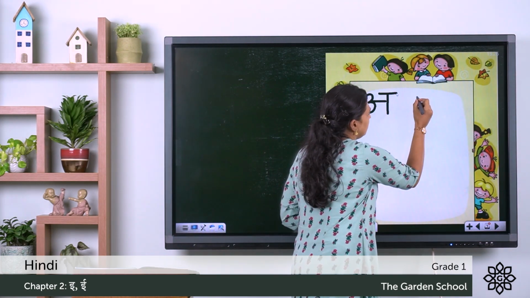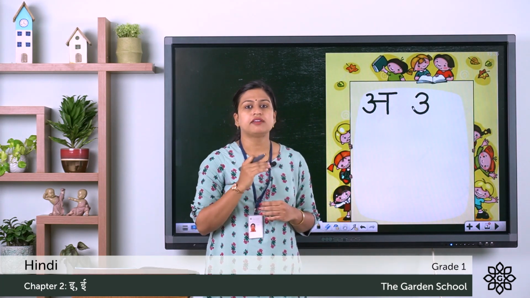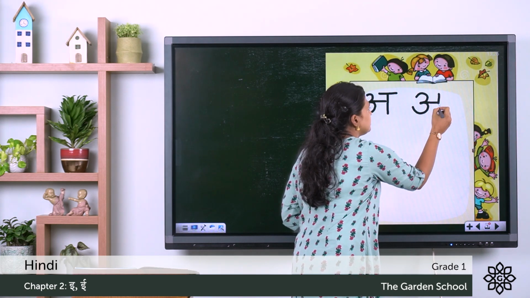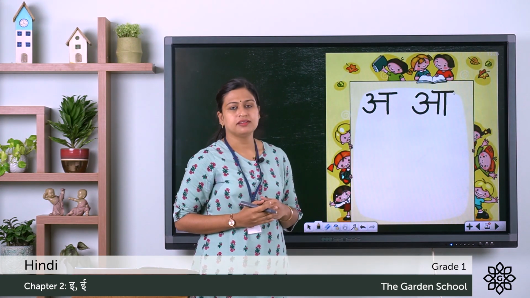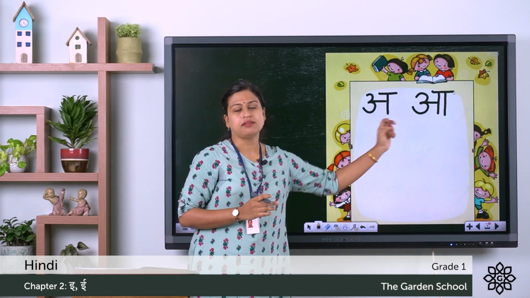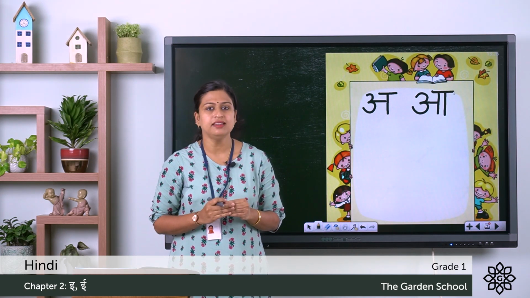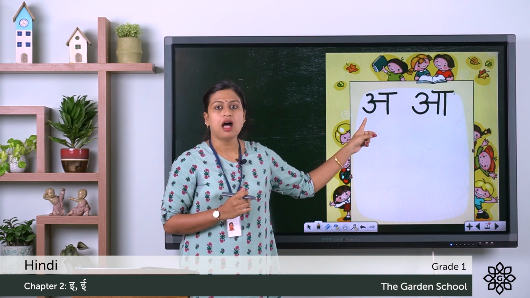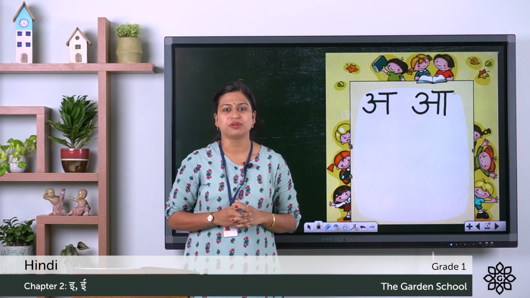The second one is letter A with a longer sound. For writing that, we first write 3, and from this middle point a short sleeping line, a standing line, again one standing line, and on the top a sleeping line. So these are the two Swarakshar. One has a short sound, the other has a longer sound. I hope you have written it in your notebook.